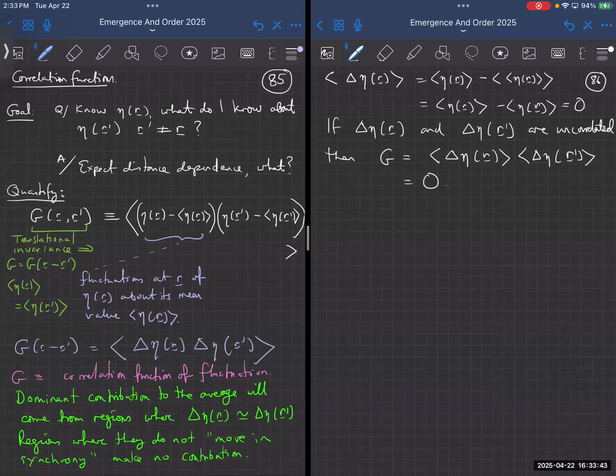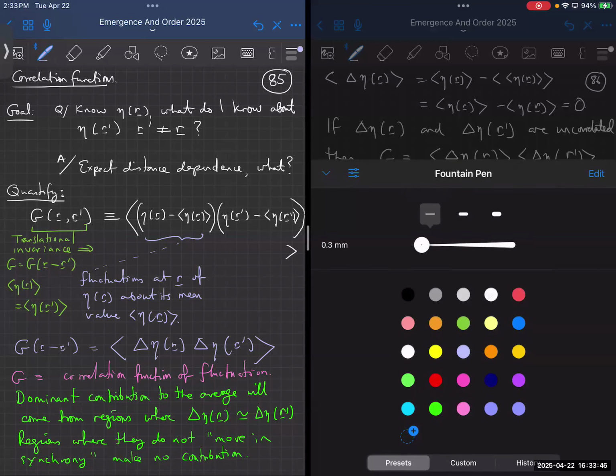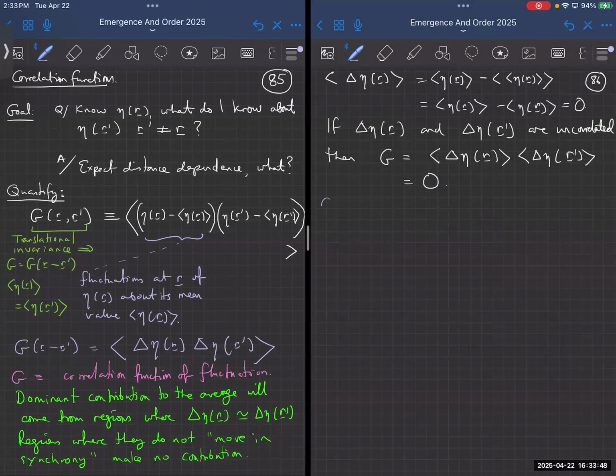Now, the question that we want to calculate is what is the thermal expectation value of G? So the question is how to calculate it. The answer is that we're going to use the equipartition theorem.